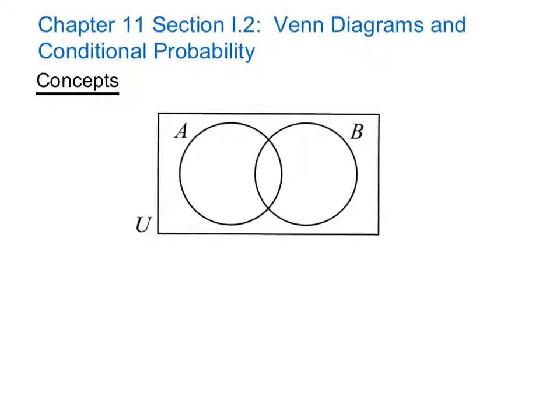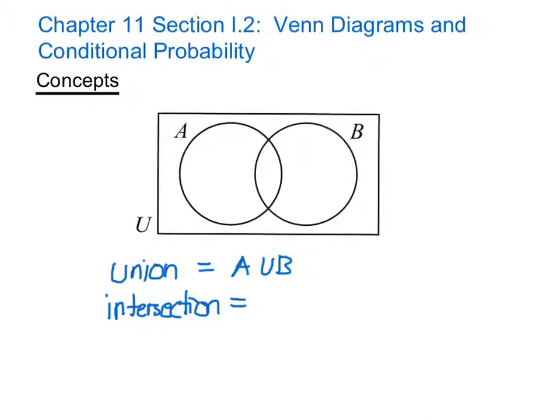Remember from Chapter 1 that the union of two events is represented with this notation, A union B, and that the intersection of two events is depicted with this notation, A intersection B.